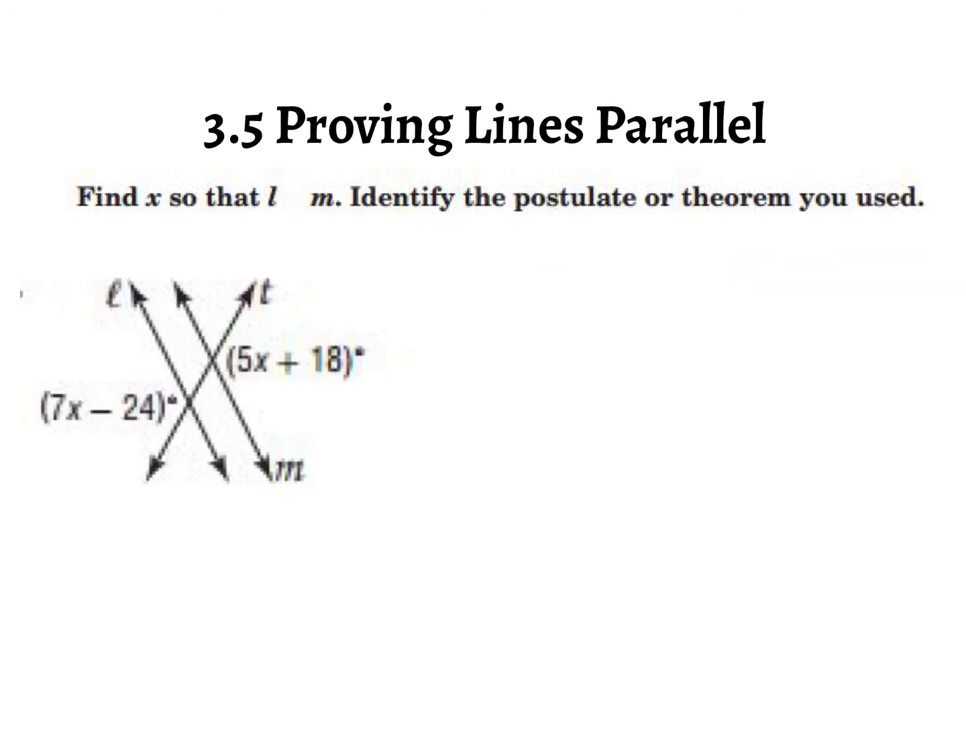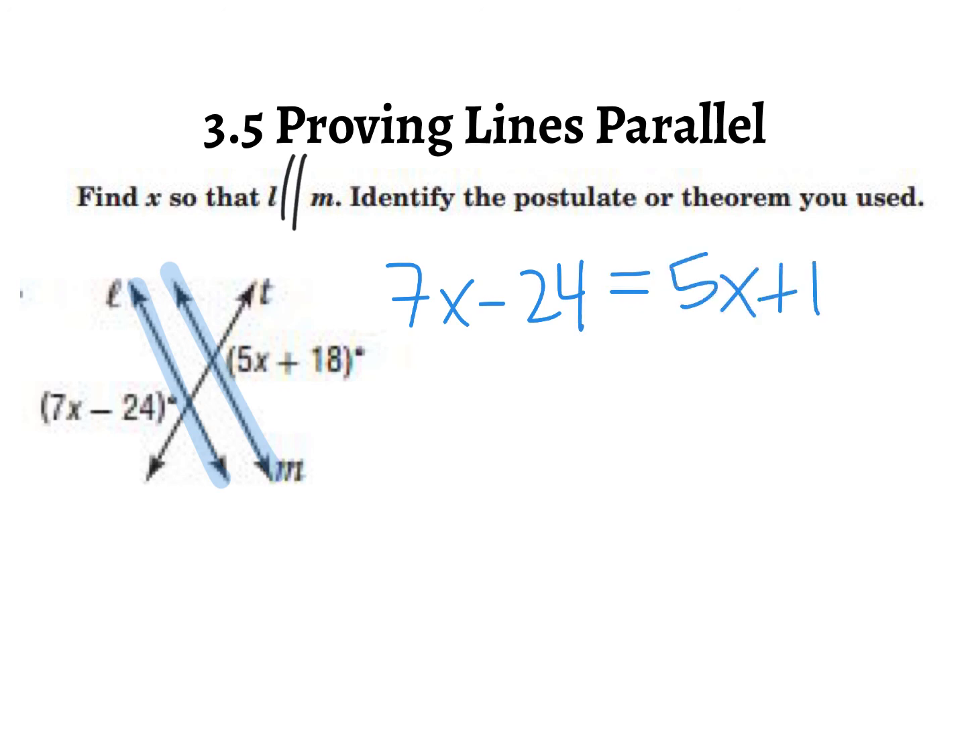All right, last example. If I want to prove that these two lines are parallel, what must be true about these two angles? They must be alternate exterior angles. And if those angles are forced to be congruent, then the lines are parallel. These two lines by default will be parallel. Alternate exterior angles are congruent, so I got 7x minus 24 must equal 5x plus 18. Again, move all the variables to one side, isolate the variable, and we got our solution.